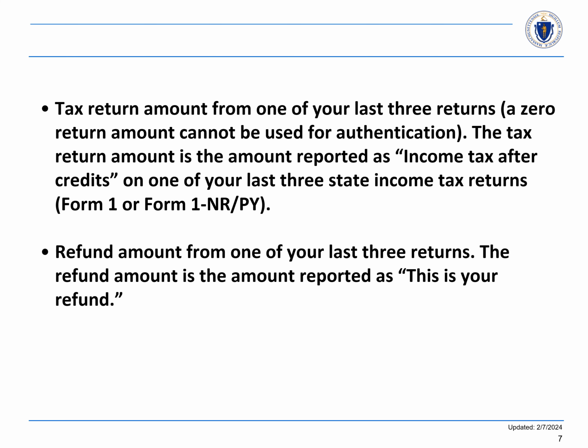You'll need to provide one of the following tax amounts from one of your last 3 tax returns. These tax returns can be found on the lines that read Income Tax After Credits or This is Your Refund. Note that a 0 return amount cannot be used for authentication. This program can be used by taxpayers who need only to file a state income tax return to receive a circuit breaker credit or child and family tax credit.